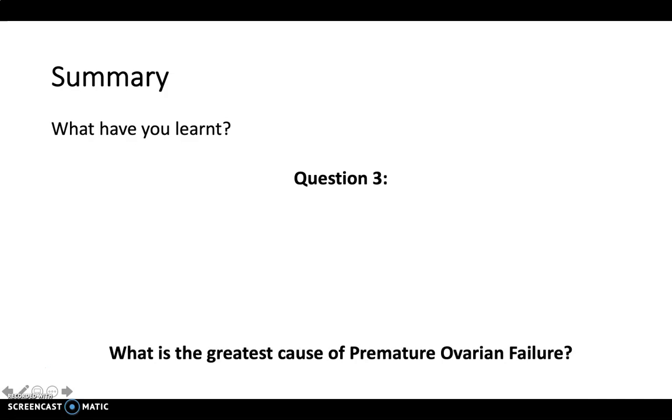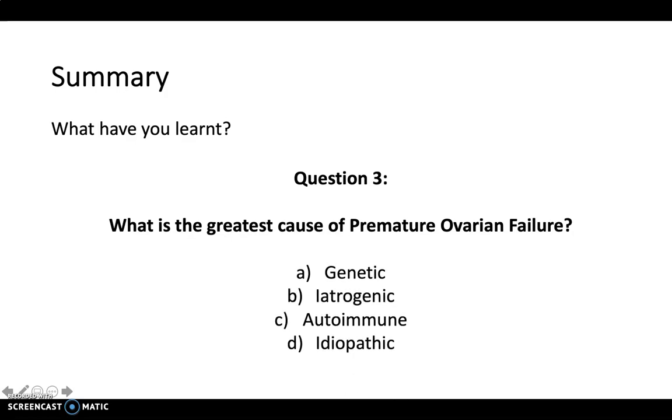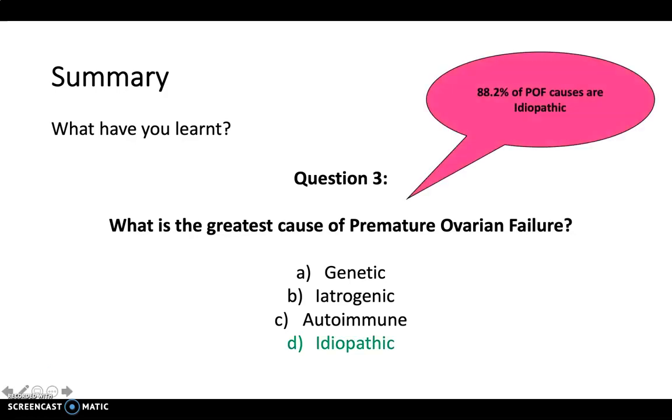And finally, what is the greatest cause of premature ovarian failure? Genetic, iatrogenic, autoimmune or idiopathic? And the answer is D. The majority of cases tend to be idiopathic.